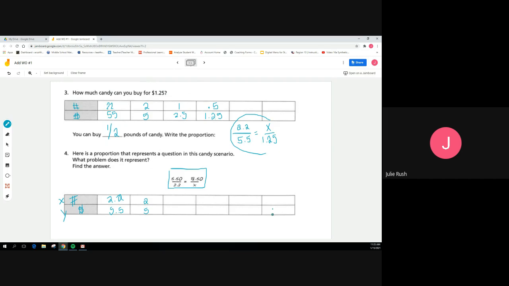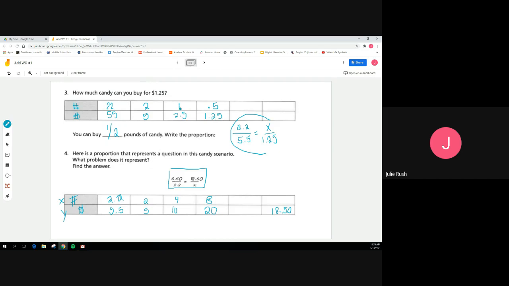Remember, 18.50 is my target number right here. So I'm going to double so I can get to 10 and 4. And I'm going to double again because if I go up to 20, I'm very, very close to 18.50. And so I can get 8 pounds of gummy bears for $20.